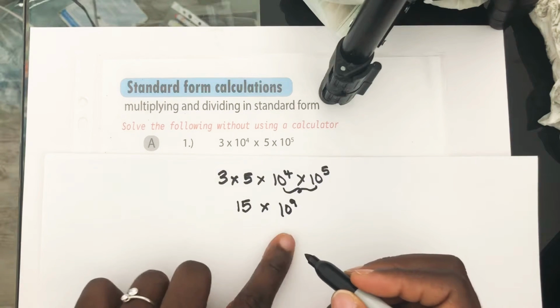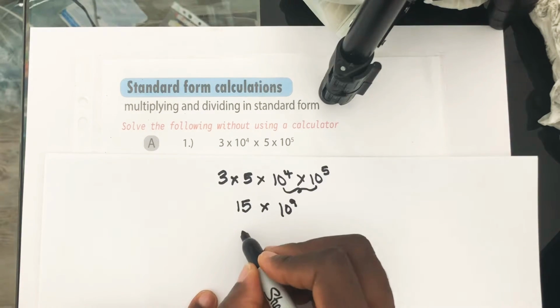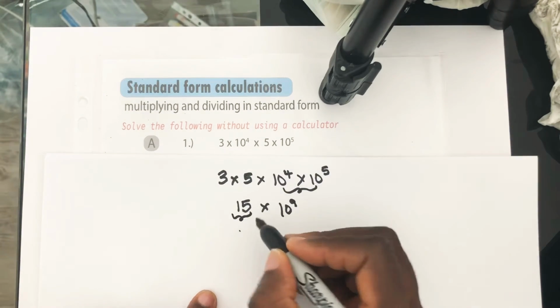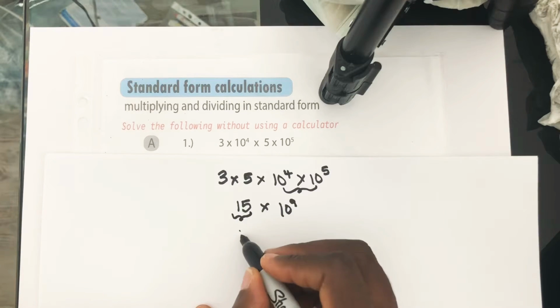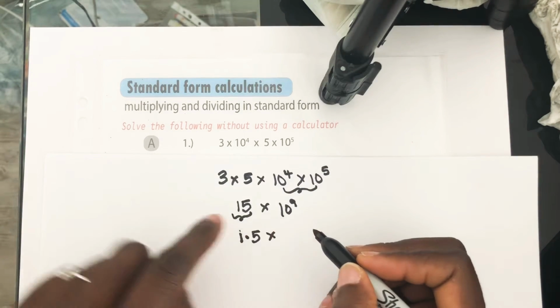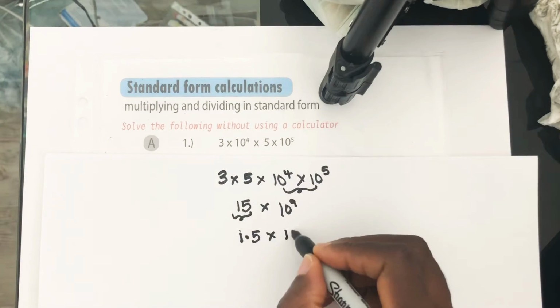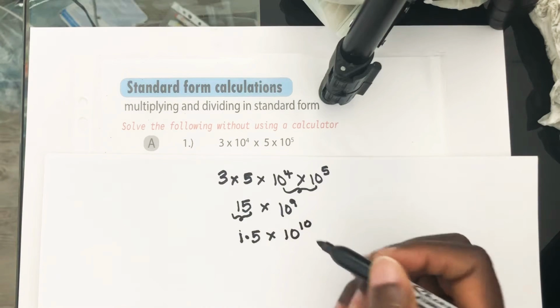Okay, but 15 times 10 to the power 9 is not yet in standard form. So I'm going to put it in standard form by making this decimal number less than 10, 1.5, times, now I'm going to increase this one because I reduced the other by a factor of 10. I'm going to increase this one by 1, so 10 to the power 10.